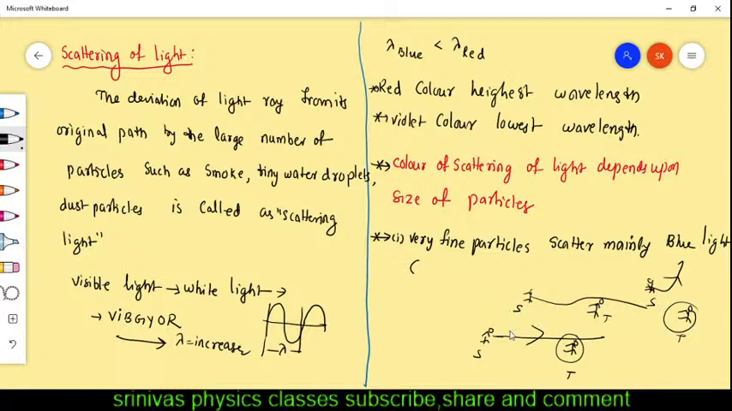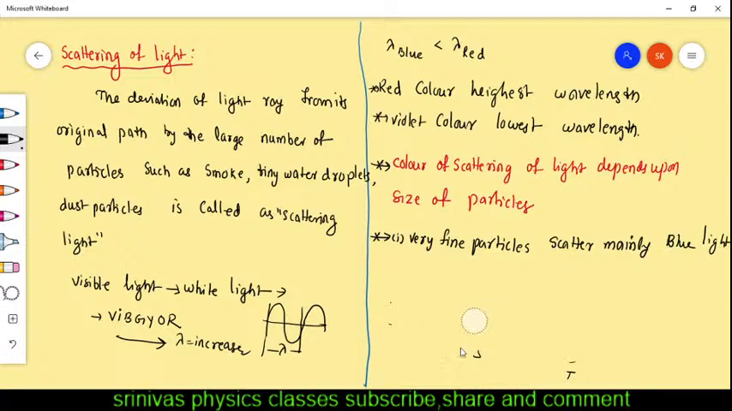Similarly, what is happening here is based on the size of the particle in the medium. Some particles will bend blue color, some particles will bend white color, some particles will bend red color. I am explaining who will bend what. Very small particles bend blue color. Okay. Next.